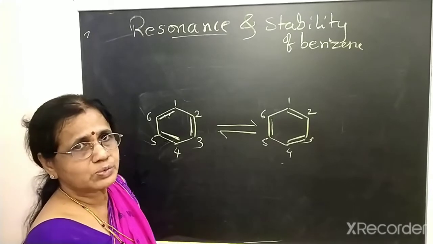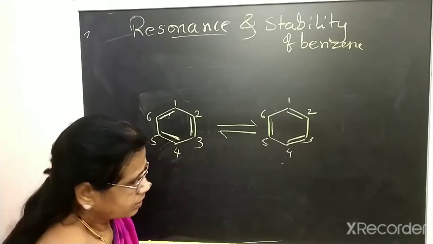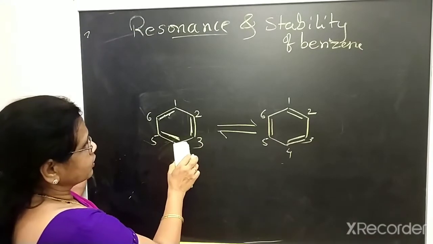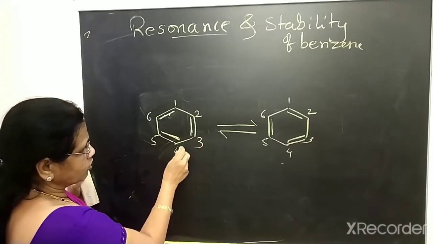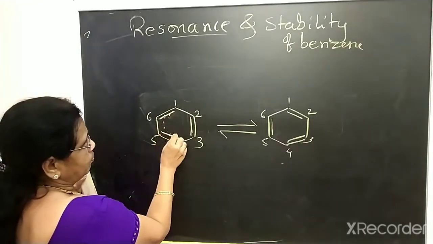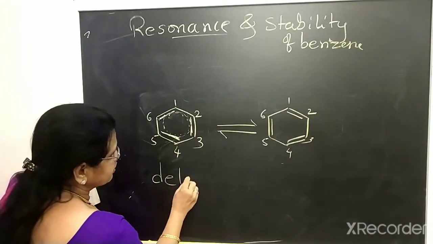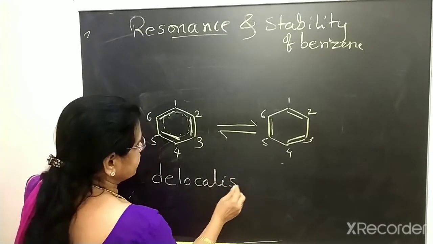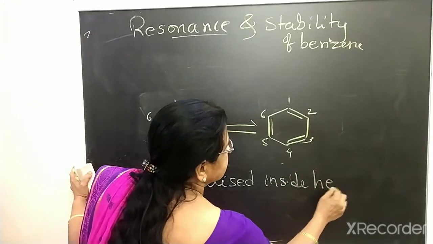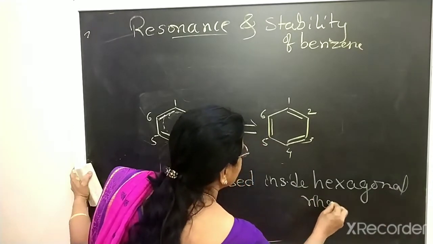It is according to valence bond theory. According to valence bond theory, the pi electrons are not fixed, they are not localized between two carbons. They are moving throughout the ring, meaning they are delocalized. Delocalized means they are not fixed in one place, inside the hexagonal ring.